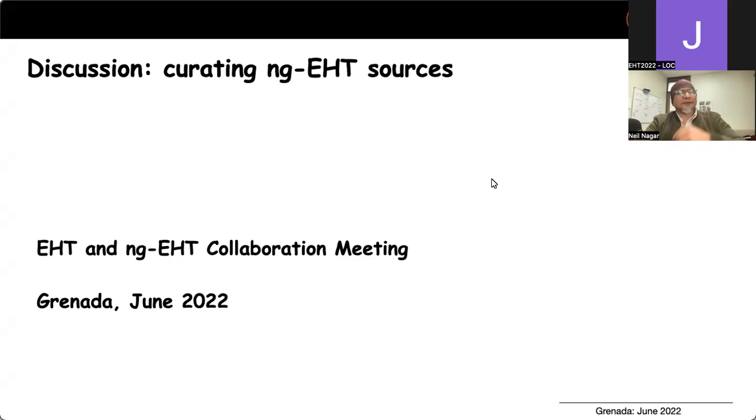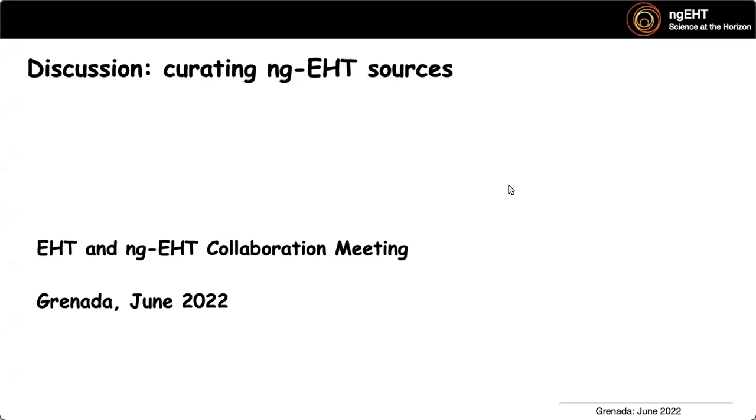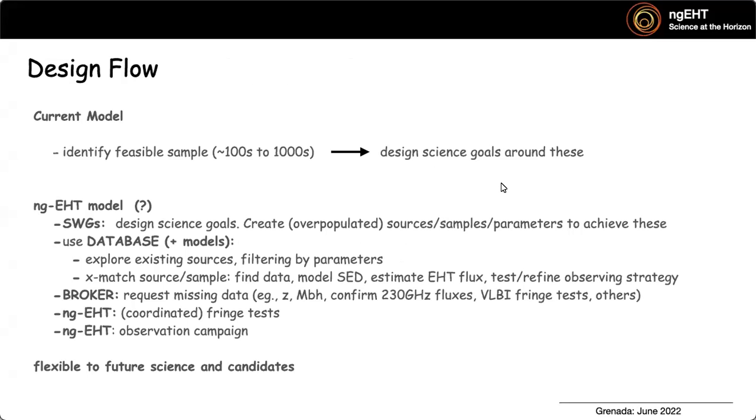So hence, there are so many people involved. I haven't mentioned anyone. It's really about opening a discussion of how you'd like to continue this. The whole idea is, of course, that the current model is with a 500 millijansky limit for phasing up ALMA. And even now, if it's 40 millijansky, you identify a feasible sample of a few hundred galaxies, and then everyone's forced to design their science around this. The ngEHT model, of course, is very, very different.